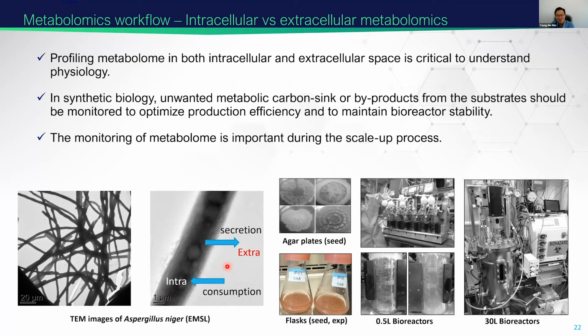For example, with 3-HP, we hope this strain continuously secretes the 3-HP molecules it makes. If not, if they accumulate a lot inside their body, I think that will be toxic once the concentration reaches a certain level. Also in the synthetic biology field, we start with an agar plate or flask, then a small bioreactor, and then a bigger bioreactor. We need to monitor unwanted metabolic carbon sinks or byproducts. Because if we know what's happening, we can address those problems and reach better production efficiency and maintain the stability of the bioreactors. That's important for the scale-up process.